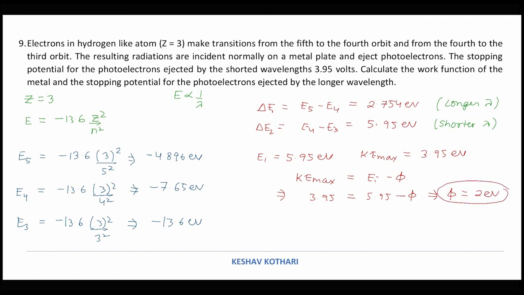Now in the next part the question is asking us to calculate the stopping potential for the photoelectrons ejected by the longer wavelength. For the longer wavelength I can calculate the kinetic energy as incident energy, that is 2.754, minus the work function, that is 2 electron volt, and we obtain the maximum kinetic energy equal to 0.754 electron volt, and hence the stopping potential will be equal to 0.754 volt. So these two are the answers for this particular problem.